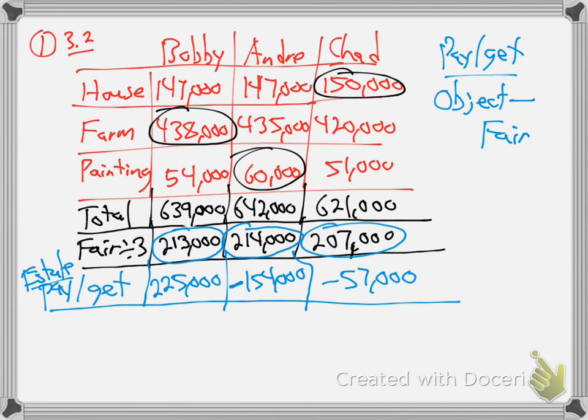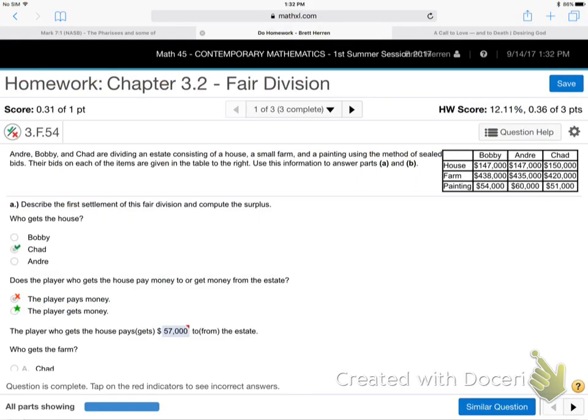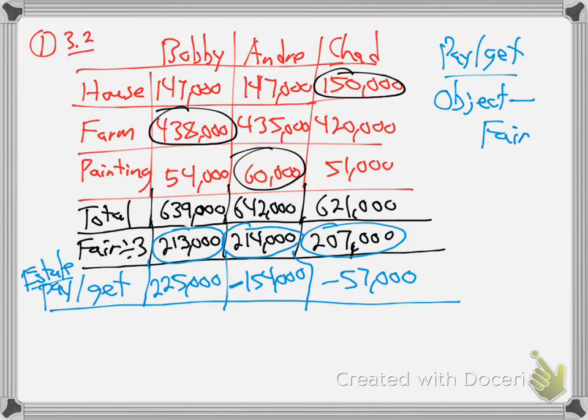We can go back now. We can see that answer is about the first, 6, 7, 8 questions, maybe 9 or 10. Let's go back and we'll see tons of questions like describe the first settlement. Who gets the house? Well, Chad. We already said Chad got the house. And the player who gets the house, Chad, does he pay money or get money? Well, you can see right there that I said he gets money. Is that true? Go back to Chad, who got the house.